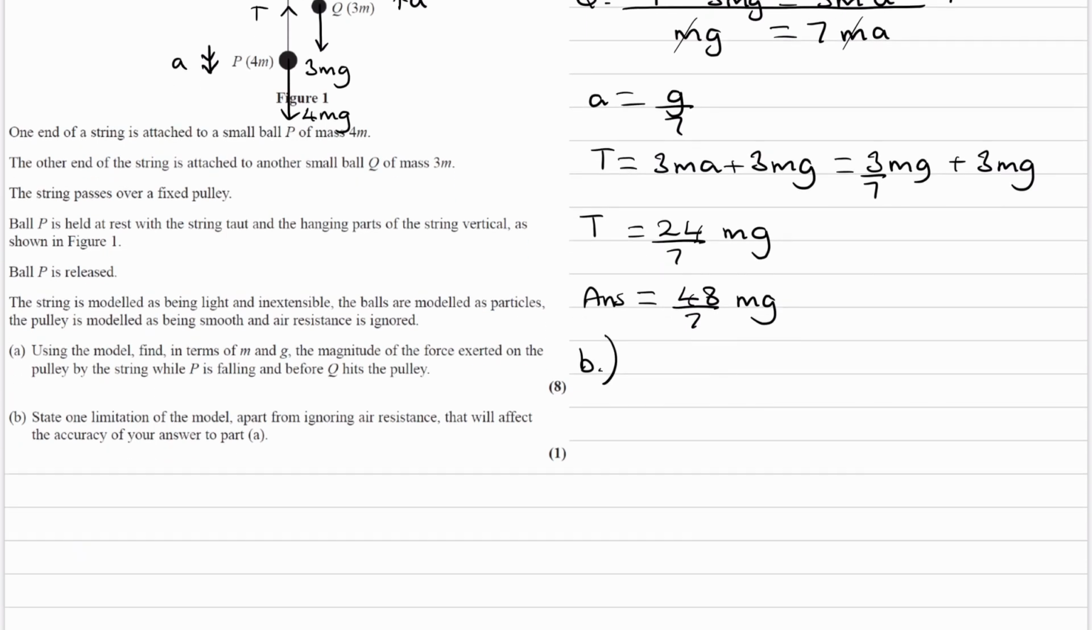And for part B, state one limitation of the model, apart from ignoring air resistance, that will affect the accuracy of your answer to part A. So we just look at our modelling assumptions and say one of those things wouldn't be true. So we can say the string would not be light.